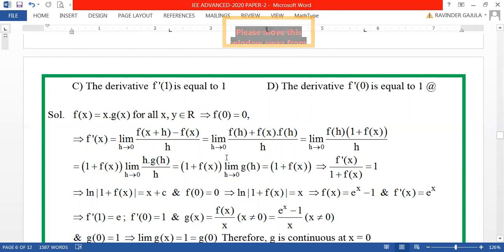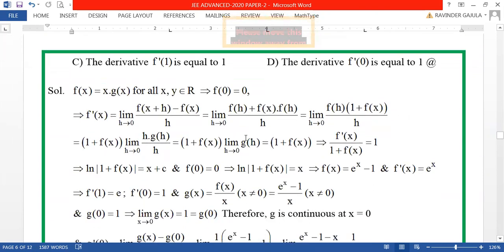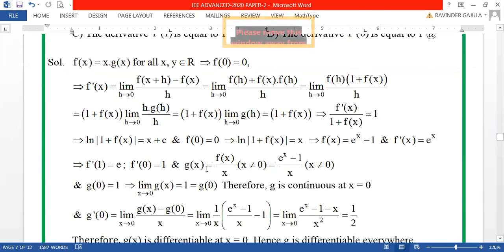Because g of 0 is given as, what is that? Limit x tends to 0, g of x is given as 1, but this is the function g of x for x not equal to 0. g of x is f of x by x for x not equal to 0, whereas limit x tends to 0, g of x is 1. Now here g of x for x not equal to 0 is e power x minus 1 by x. Of course, from the limit also you can get the same. Limit x tends to 0, e power x minus 1 by x is 1 only, no? Right. So here g of 0 is 1.